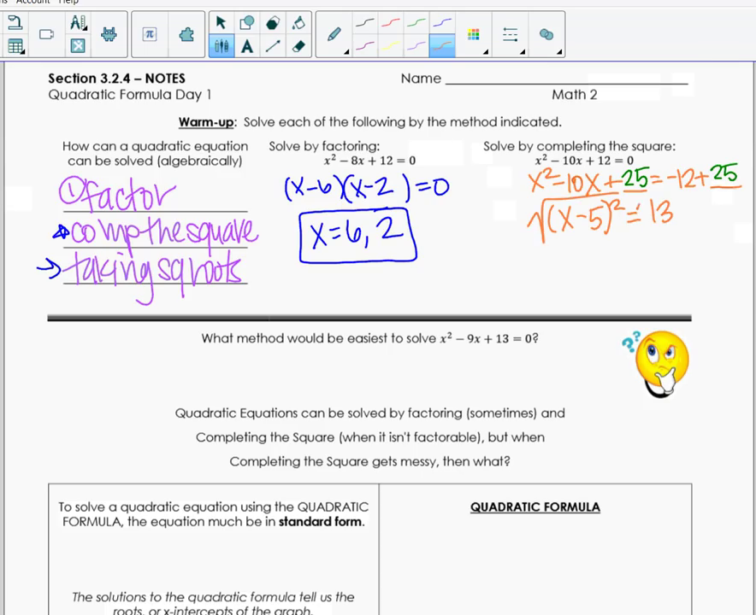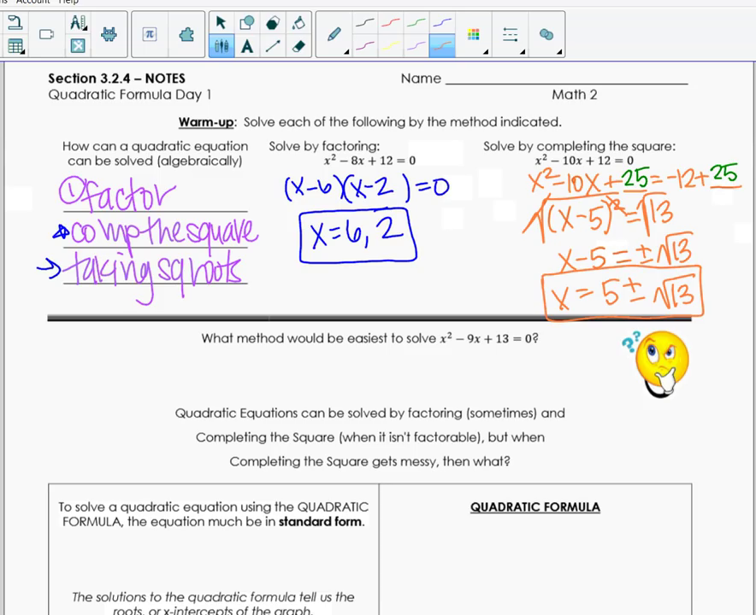We square root both sides of the equation, so we get x minus 5 equals plus or minus the square root of 13. The square root of 13 does not have any perfect squares in it, so you cannot simplify it. Bring your 5 over, and you get 5 plus or minus the square root of 13 as your final answer.